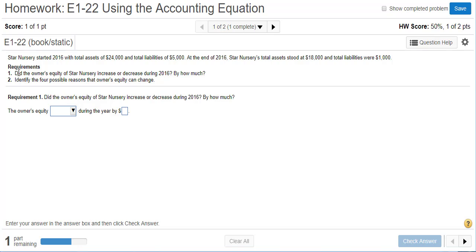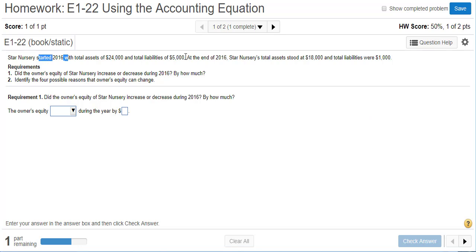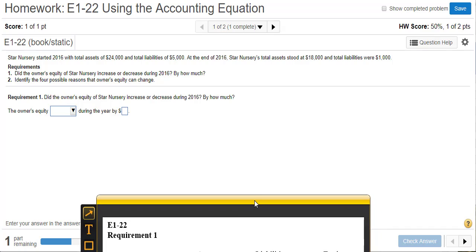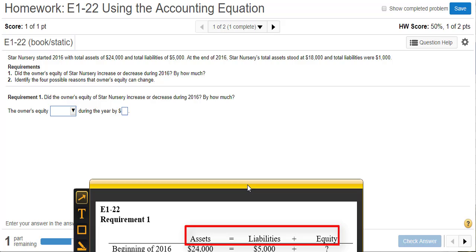So the first question, we've got two requirements here. Did the owner's equity of the company increase or decrease? So what we have to do is calculate owner's equity for the beginning of the year and for the end of the year. To do this, we have to know, well, what is the accounting equation? Do you remember the accounting equation? It's assets equals liabilities plus owner's equity.